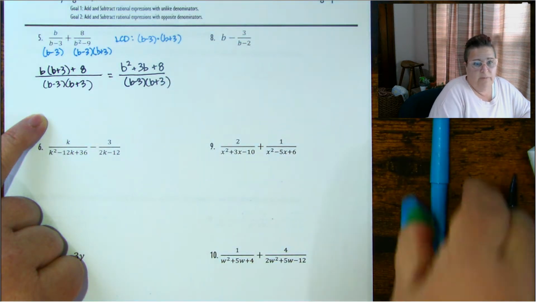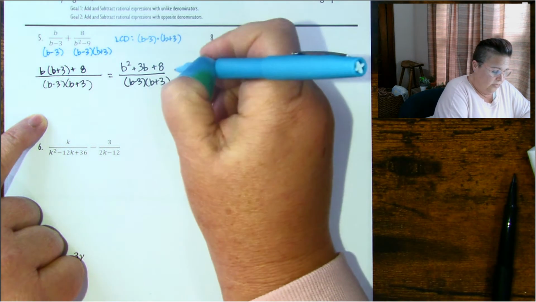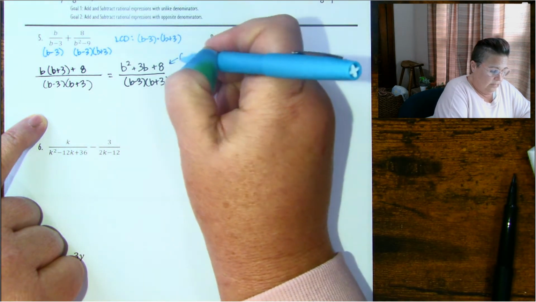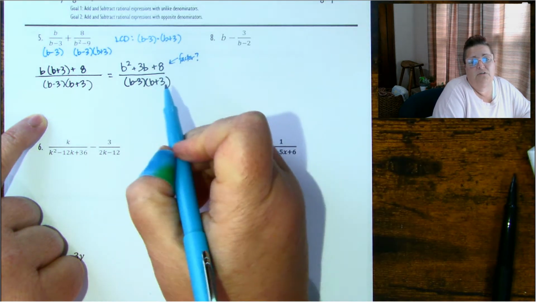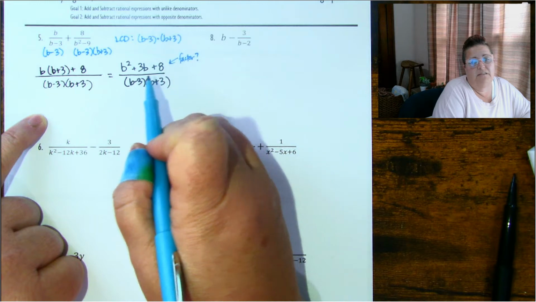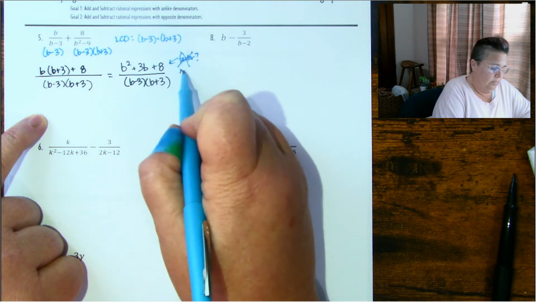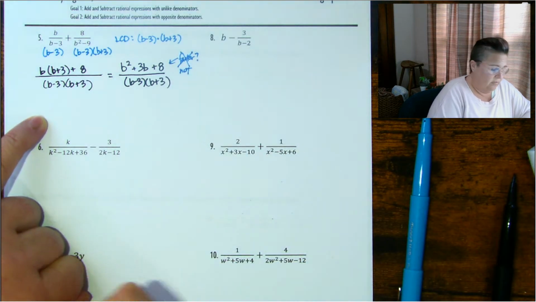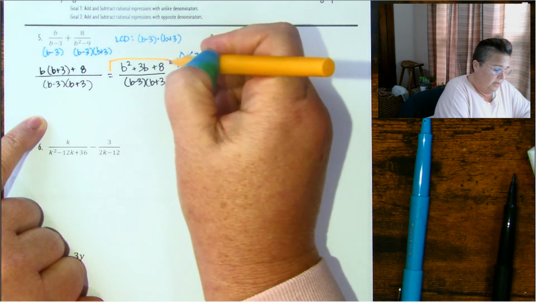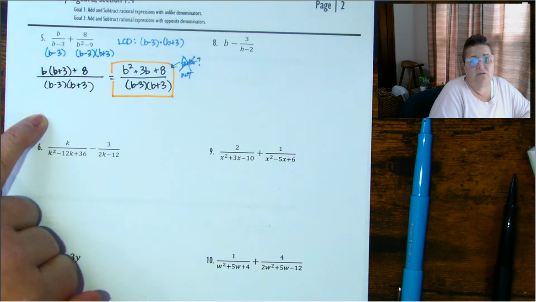I need to determine, does the b squared plus 3b plus 8 factor? Is that factorable? What 2 numbers multiply to give me 8, but add to give me 3? Nope. It's not factorable. And because it is not factorable, that means there will be nothing available to cancel. And that's it. That's all I can do. That is my simplified answer.